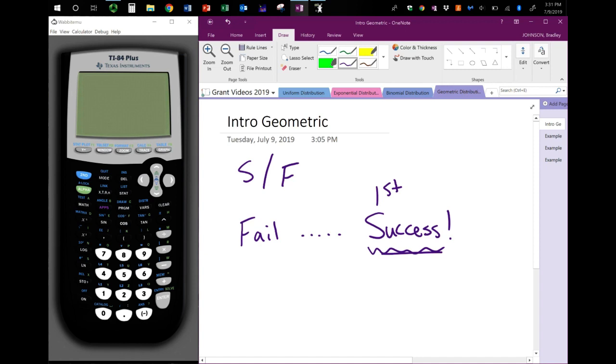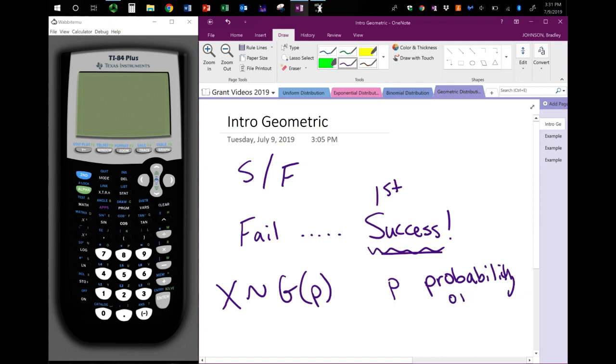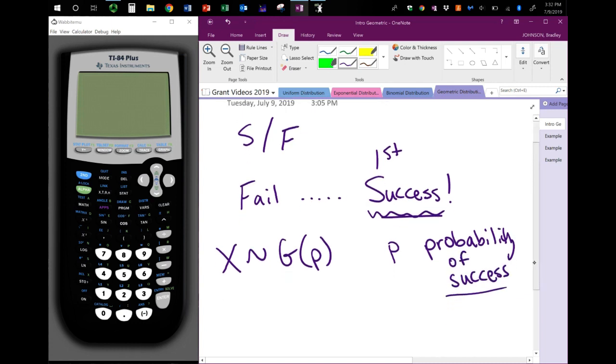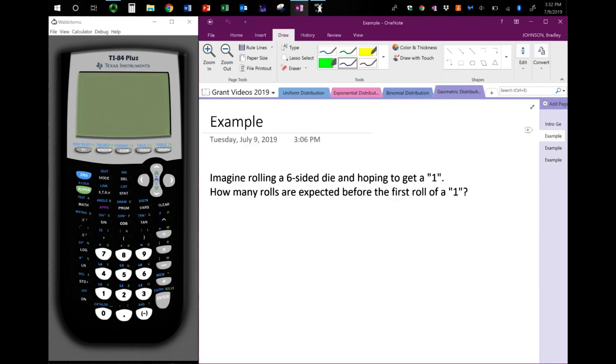Now with geometric, you have x is distributed geometrically. All you care about is the probability of a success. So that little p is the probability of success. And if this is all that we know, the probability of success, the mu, the mean, the expected value would be 1 over the probability of success. So mu, the mean, is 1 over p. Okay, so let's go into an example.